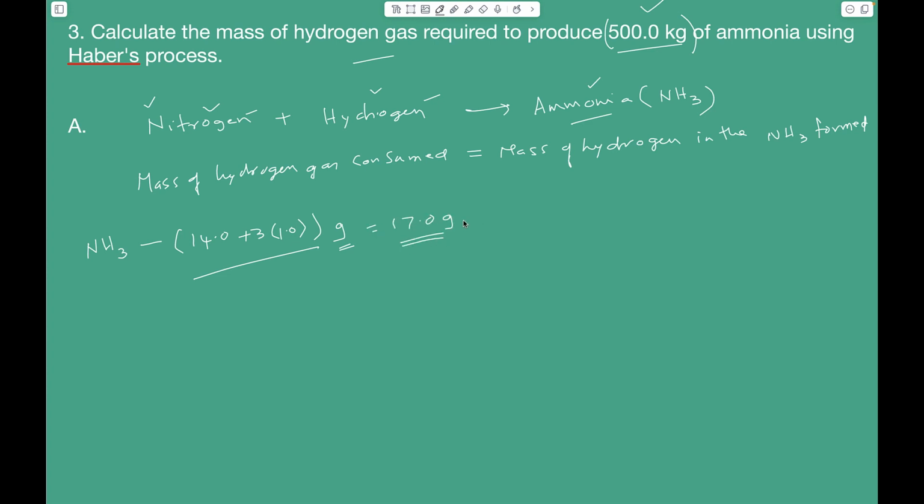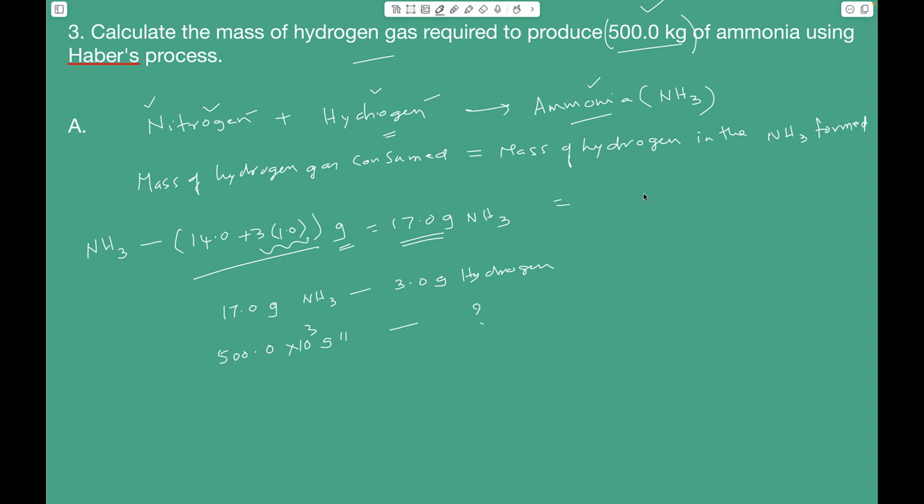Out of 17.0 grams of ammonia, there is 3 grams of hydrogen. So, to produce 17 grams of ammonia, you would need 3 grams of hydrogen, right? Because the mass of hydrogen present in ammonia is equal to the mass of hydrogen consumed in this reaction. But how much ammonia are we looking for? 500 kilograms. So 500.0 times 10 to the power of 3 grams of ammonia requires how much hydrogen?